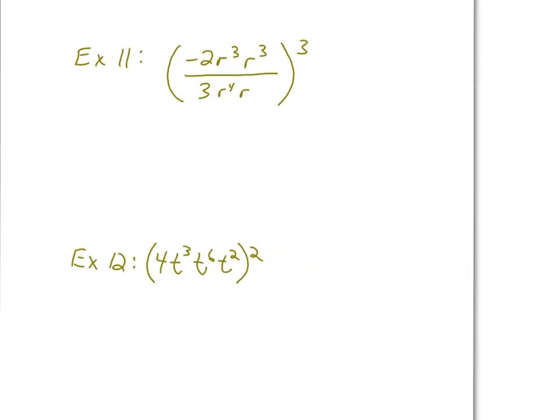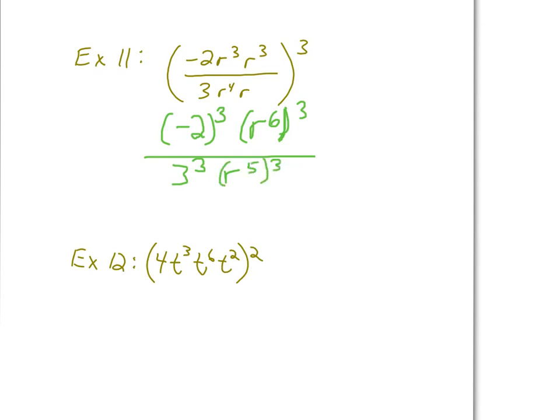I've got -2 times, similar kind of problem here. I've got a negative involved this time. So I'm going to have -2 to the third power, and then I've got these other r's. I've got r to the 6 cubed, and then I've got 3 cubed in the denominator, and then I've got r to the 5th cubed.